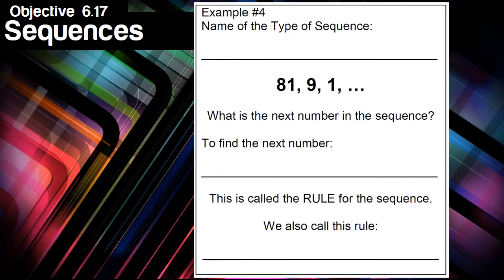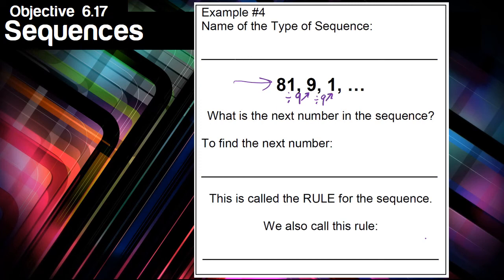So here's our last example for this video. We're given these 3 numbers here: 81, 9, and 1. And we know that subtraction really wouldn't work for this. So why don't we try division? 81 divided by 9 is going to give us 9. And then 9 divided by 9 is going to give us 1.